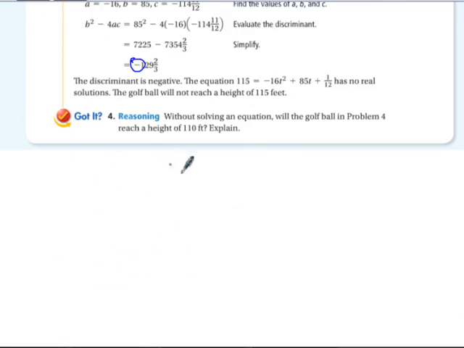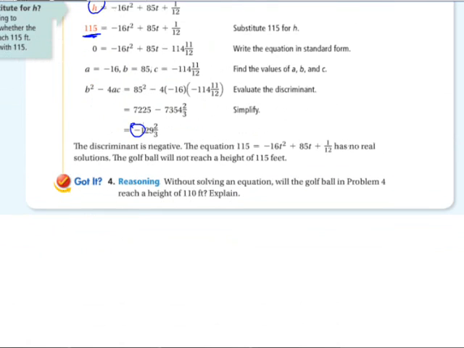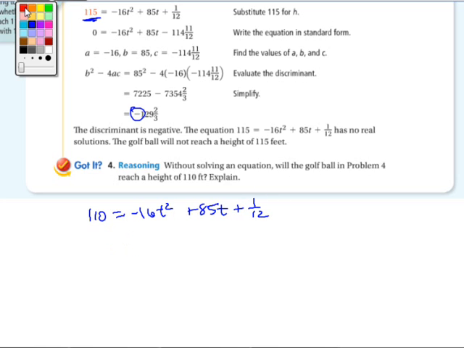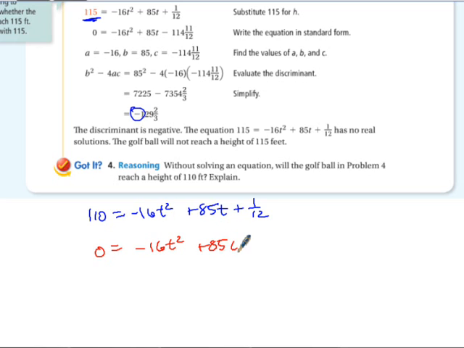Try that on number 4, but now with 110 feet, okay? So we're going to take the same problem and we're going to write 110 equals negative 16 t squared plus 85t plus 1/12. Solve it for 0, so get it equal to 0. So 0 equals negative 16 t squared plus 85t minus 109 and 11/12. All right. Go ahead and do that on your calculator. There's your A, there's your B, there's your C. Just do b squared minus 4ac and see what you get. Okay, go ahead and do that, and we'll talk about the answer in just a second.